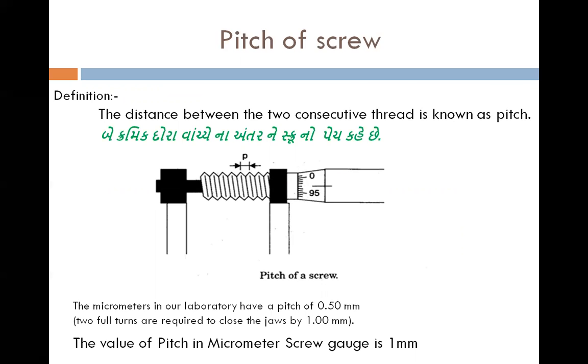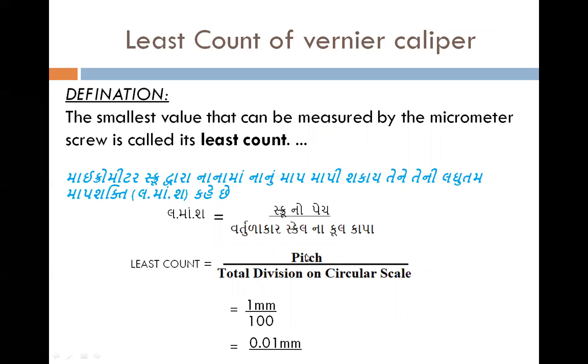There will be a displacement of 1 mm when the screw is 2 full turns are being closed, or I am moving that particular screw. બે પૂરા આંટા. Okay, so by keeping this value of pitch 1 mm, I can get the least count 0.01 mm. That is the least count of micrometer screw.